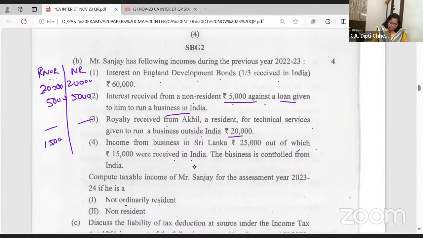So 15,000 is taxable for both. Business is in Sri Lanka, but business is controlled from India. 15 is taxable for both because it is received in India, and remaining 10, even if it is business outside India, it is received outside India, but it is controlled from India, no? Resident but not ordinary. Done. 25 and 35 and 40 and 50,000, and here it will be 40,000.